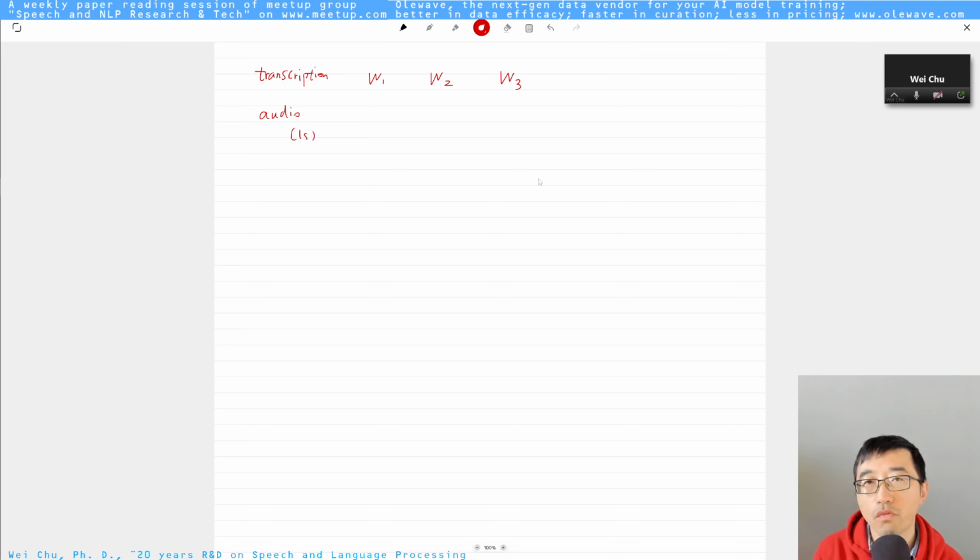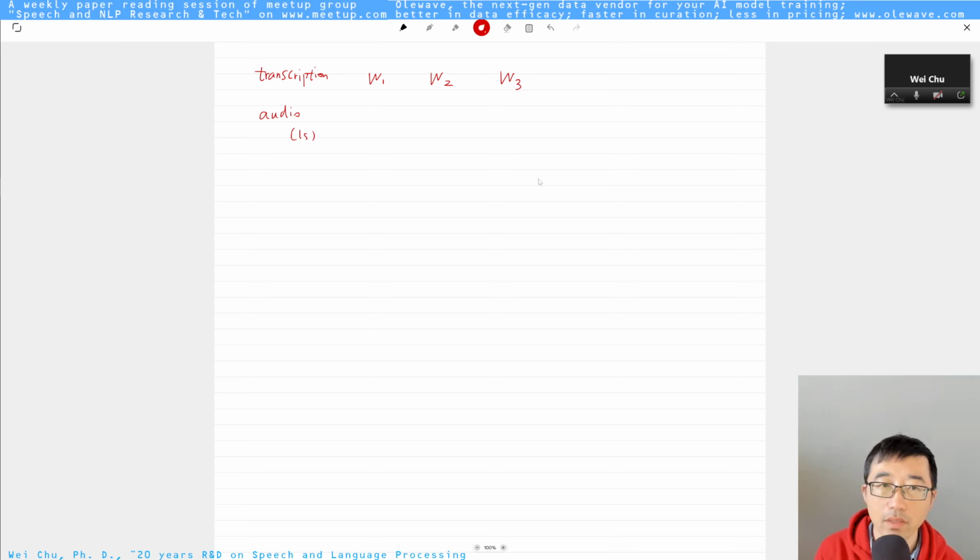And suppose I do framing. That means I take a window and then move the window along the audio in certain time steps. Suppose the step size is 10 milliseconds. Then I would have 100 frames, right? Suppose you use frame skipping, then you have about 30 frames. So let's say I have 30 frames.